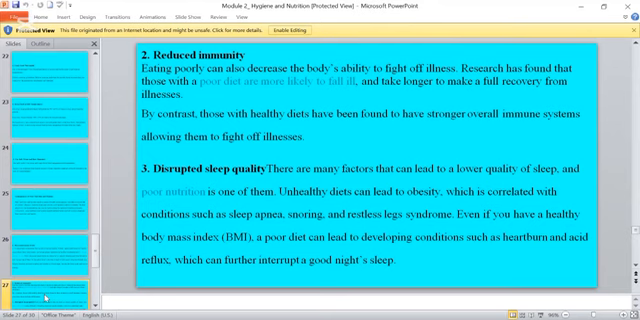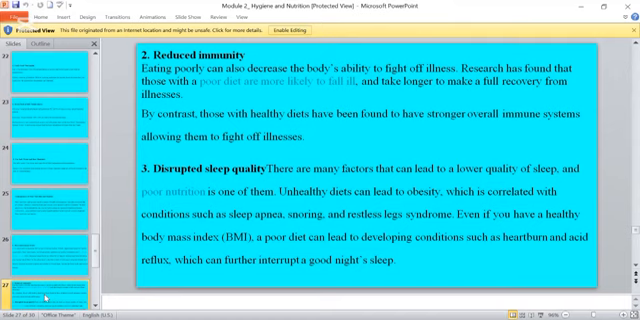We also have reduced immunity. Eating poorly can also decrease the body's ability to fight off illnesses. Research has shown that those with a poor diet are more likely to fall ill and take longer to make a full recovery from illnesses. And those with healthy diets have been found to have stronger overall immune systems.